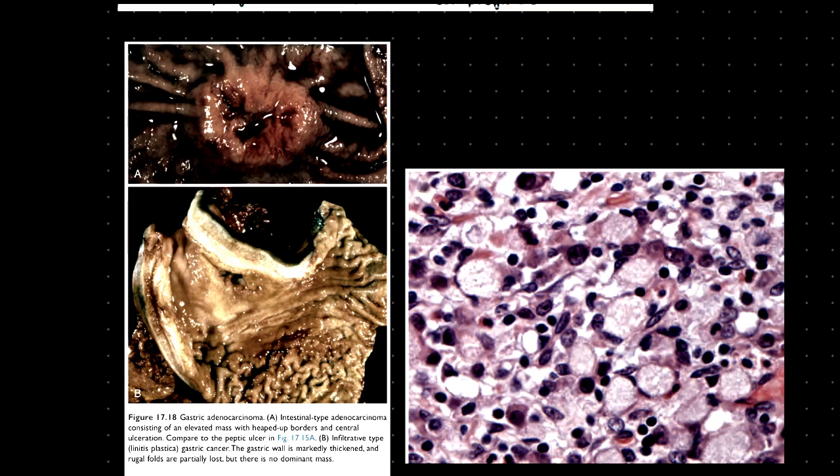Now another is type B, right? Type B is the infiltrative type or diffuse type, and you can see linitis plastica, right? Linitis plastica means thickening of the wall of the stomach. In this gastric cancer, the gastric wall is markedly thickened and rugal folds are particularly lost, but there is no dominant mass. Yes, the wall is so thickened, and as you can see, rugal folds are partially lost. You can see there is no proper rugal fold right here.